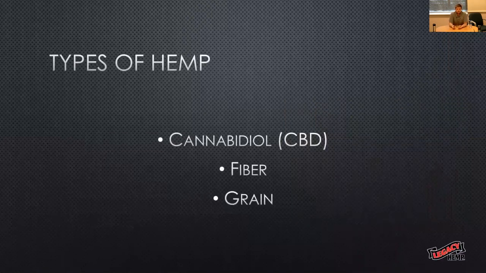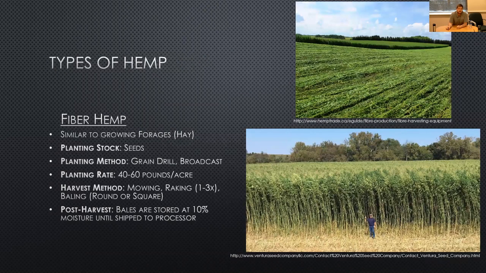So there are really three primary types of hemp. We have our cannabidiol or our CBD. We have fiber, and we also have grain. I'm going to touch today on fiber and grain, and we have other speakers today to touch on the CBD after this presentation. So the first one I want to discuss is the fiber hemp.